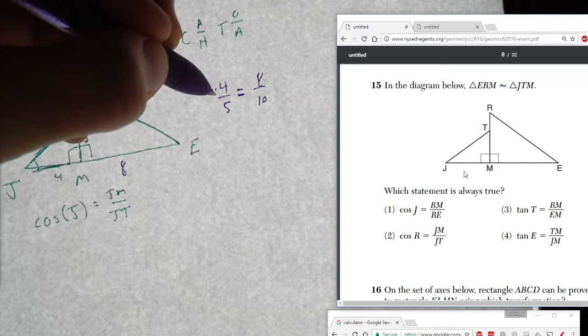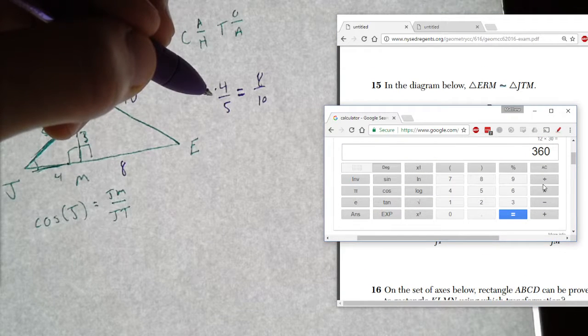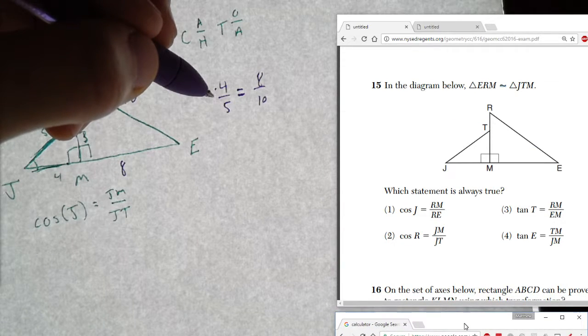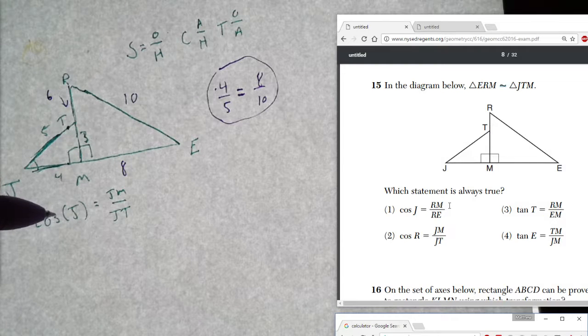I'll just show it to you with a calculator in case you don't believe me. 4 over 5 is 0.8. 8 over 10, hopefully you can do that in your head, that's also 0.8. So even though the numbers aren't the same, if I get the corresponding sides, the fractions they make are going to be the same, which is how we're going to answer this question. So cos J is supposed to be equal to JM over JT.